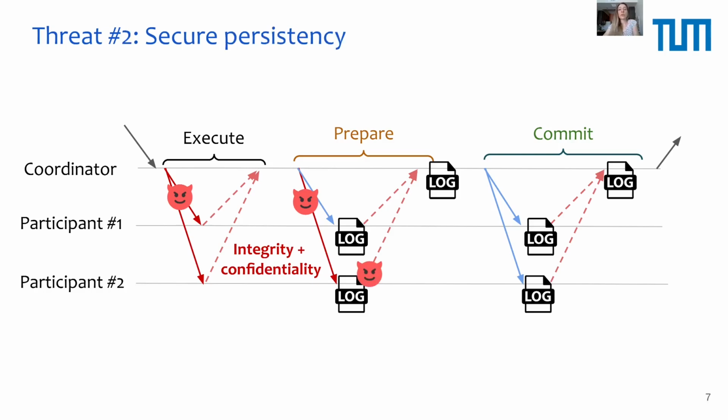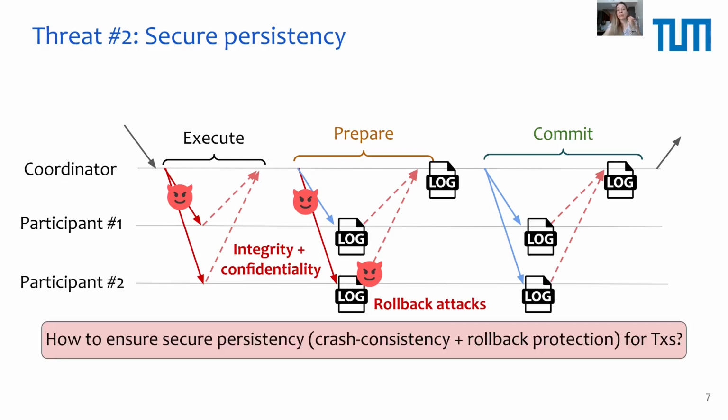In addition, the adversary can also tamper with the recovery mechanism of the crashed nodes and compromise the consistency and the correctness properties. For example, by tampering with the log files, they can perform rollback attacks and revert some nodes to an obsolete but valid state, deleting that way some parts of a distributed transaction. Now, since the transaction needs to be atomic and durable across reboots and restarts, we need to ensure both the crash consistency and the distributed rollback protection. In the rest of the talk, we refer to these properties with the term secure persistency. Therefore, our second question is how can we guarantee secure persistency for the committed transactions?